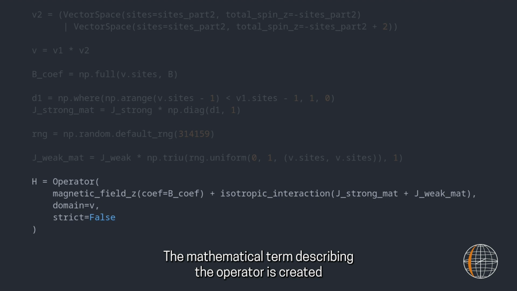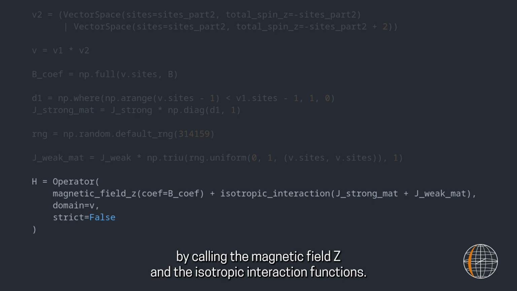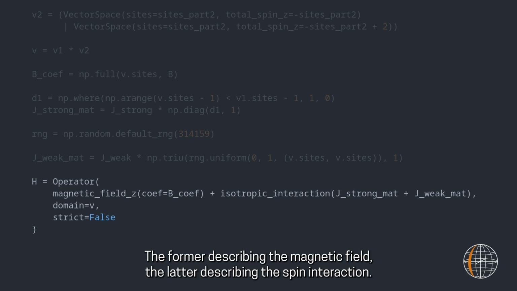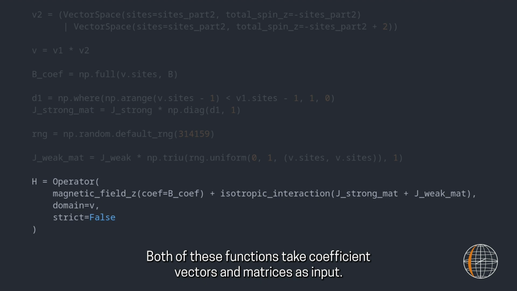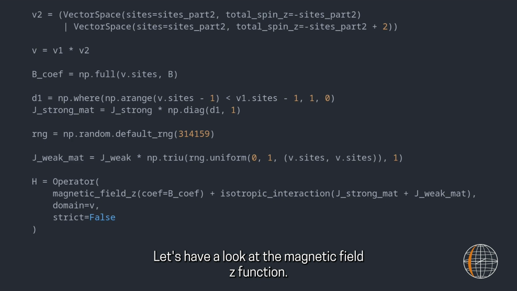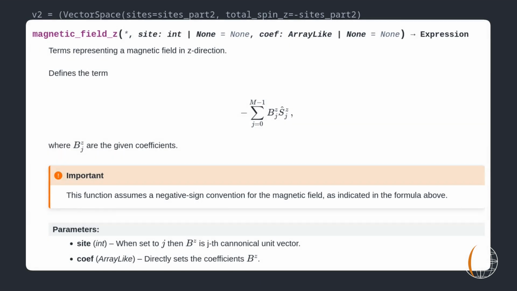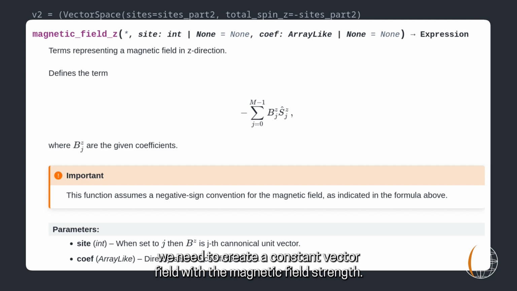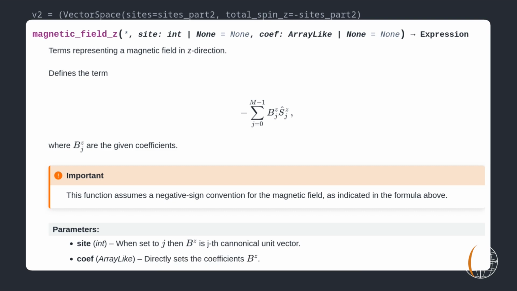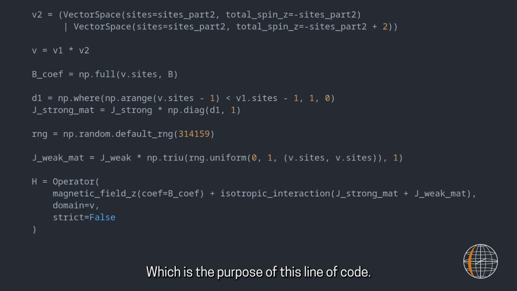The mathematical term describing the operator is created by calling the magnetic field Z and the isotropic interaction functions. The former describes the magnetic field, the latter the spin interaction. Both of these functions take coefficient vectors or matrices as input. Let's have a look at the magnetic field Z function. The function expects a vector which gives the strength of the magnetic field per particle position. To get a constant field across all particle positions, we need to create a constant vector filled with the magnetic field strength, which is the purpose of this line of code.